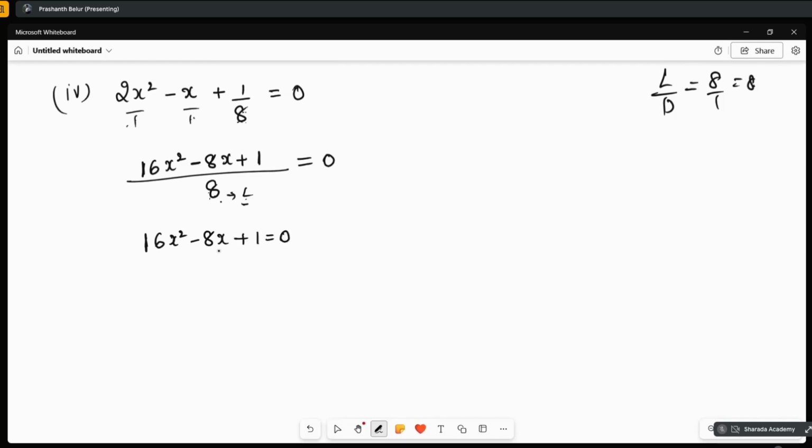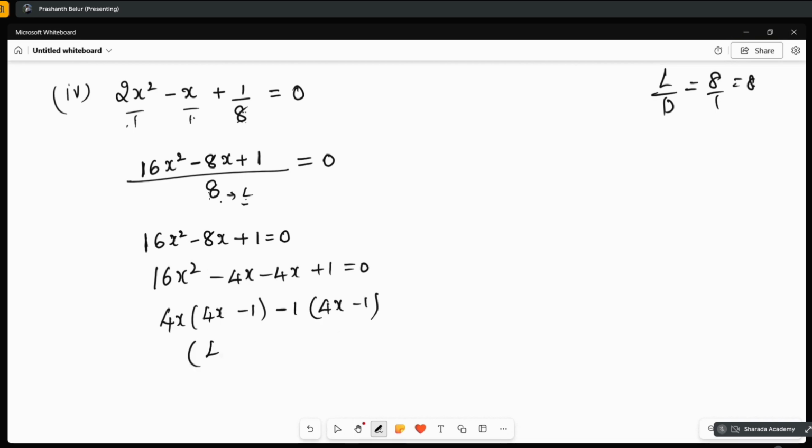Everyone got the answer? So what is the answer you will get here? 1 by 4. So you will get 4x minus 1 into 4x minus 1. So 4x minus 1 is equal to 0, 4x is equal to 1, x is equal to 1 by 4. Here also x is equal to 1 by 4.